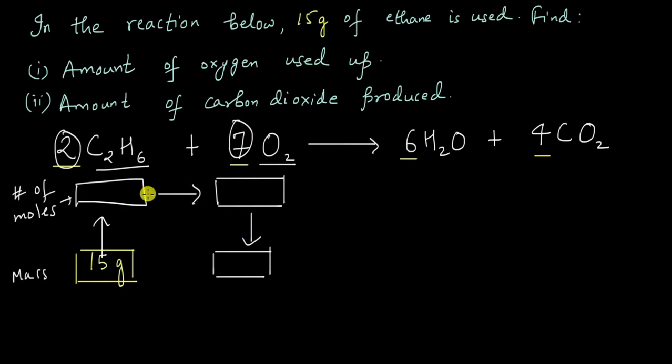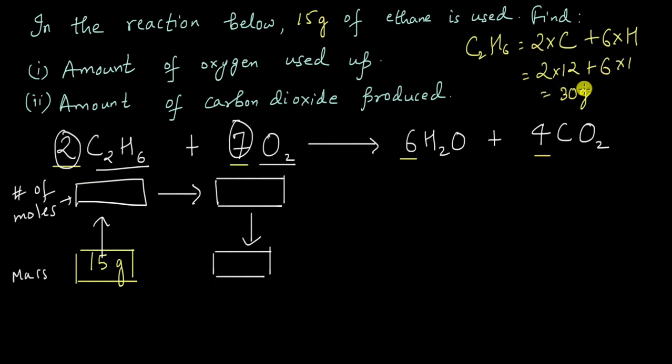I hope you have tried it. We know that 1 mole of ethane will have a molar mass of twice the molar mass of a carbon atom plus 6 times the molar mass of a hydrogen atom, because we have 2 carbon atoms and 6 hydrogen atoms in an ethane molecule. For a carbon atom, we have a molar mass of 12, so this is 2 into 12, and for hydrogen it's 1, so we get 12 plus 6, that is 30 grams. So 30 grams in 1 mole of ethane. So if we divide 15 by 30, we'll have half, so there are half moles of ethane here.